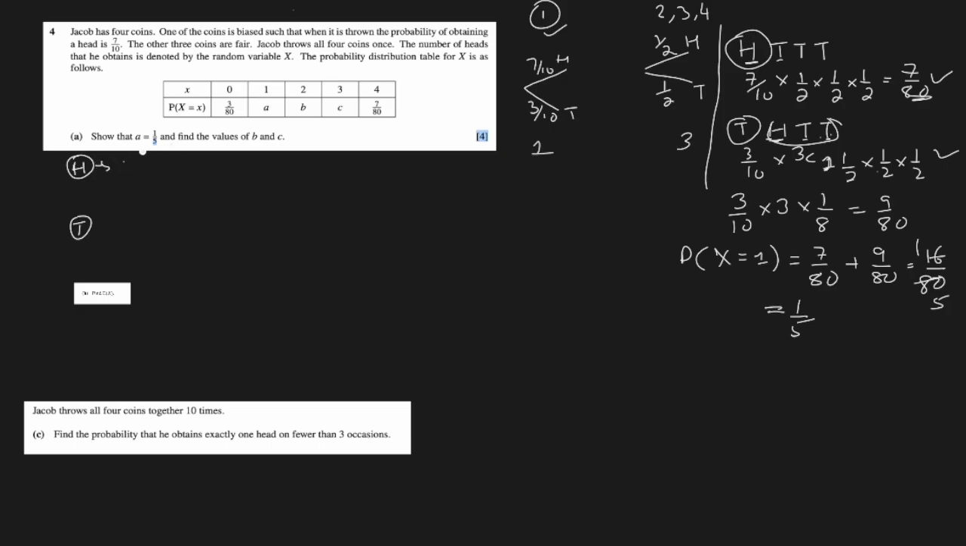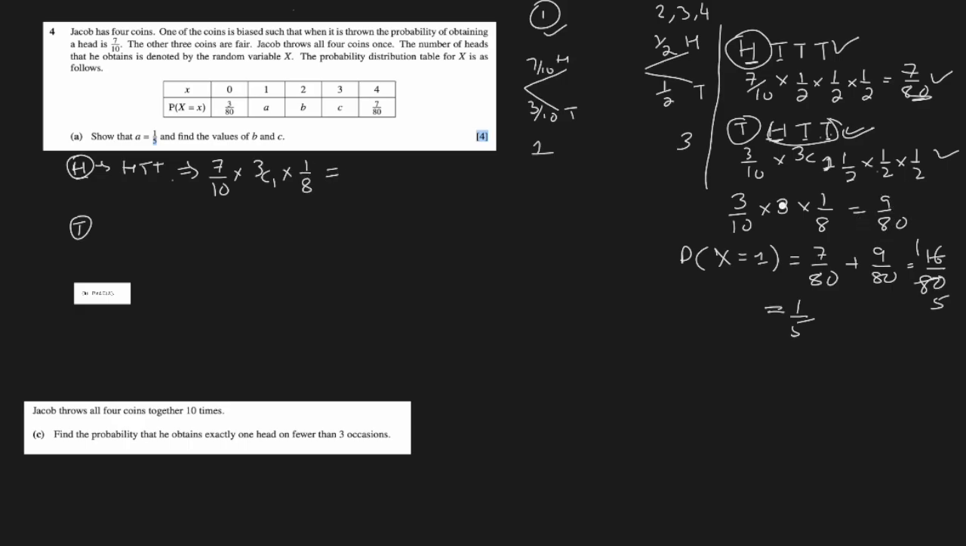That means we need a similar situation as before: one head out of 3. So H, T, T, exactly the same thing, 3C1. So let's write the same again. Probability of head is 7/10, then 3C1 times 1/8. This is what we got, and that came out to be 9/80.